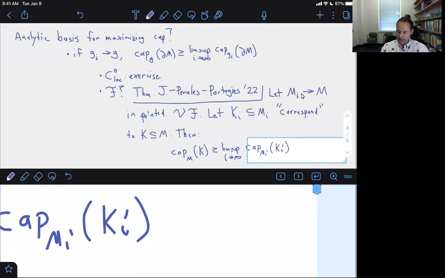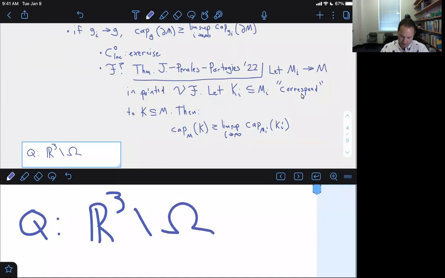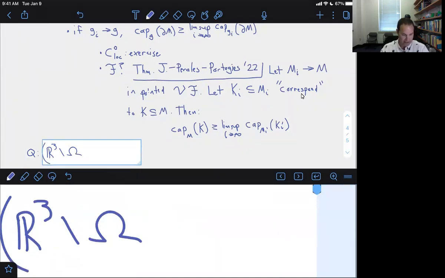Okay, with the time left, I just want to say a little bit about open questions. Honestly, at this point, I have a lot more questions than I have answers. Let me list one question that I think is important for understanding. This is one of many. I've said a Euclidean ball complement is one of these optimal maximal capacity extensions, but it's not so clear if you have R^3 minus some other domain that's not necessarily a ball.